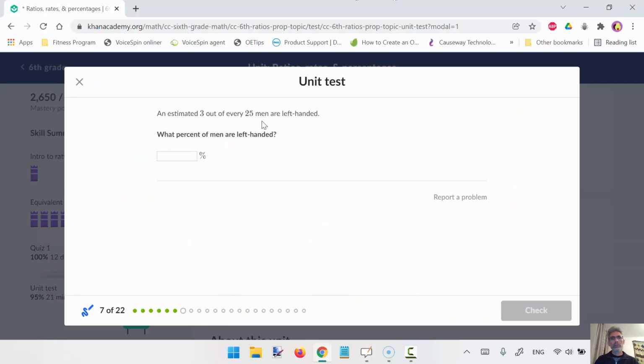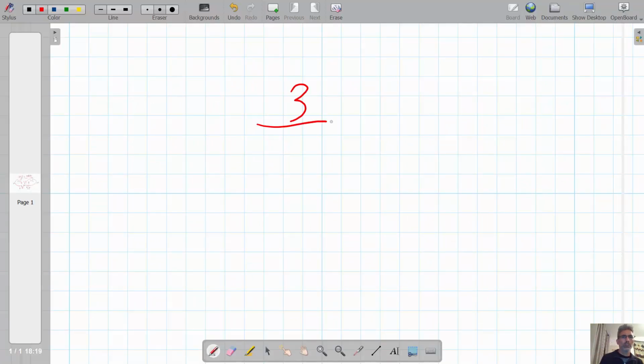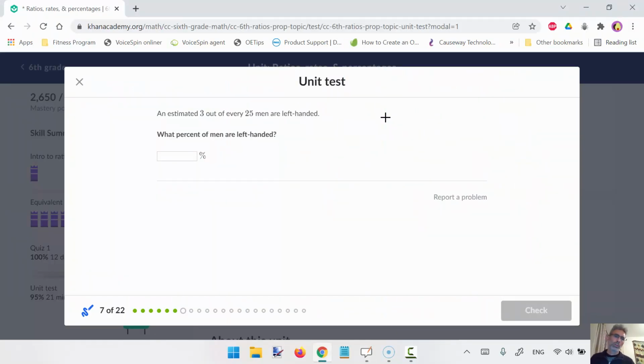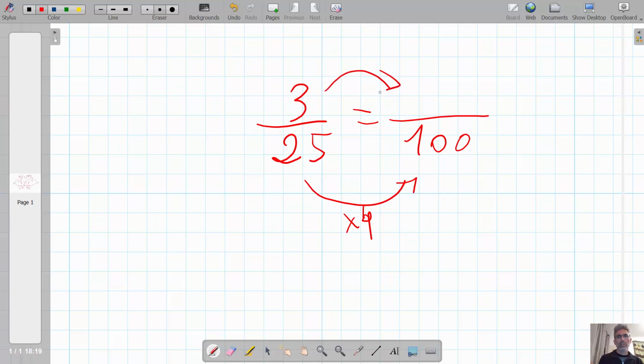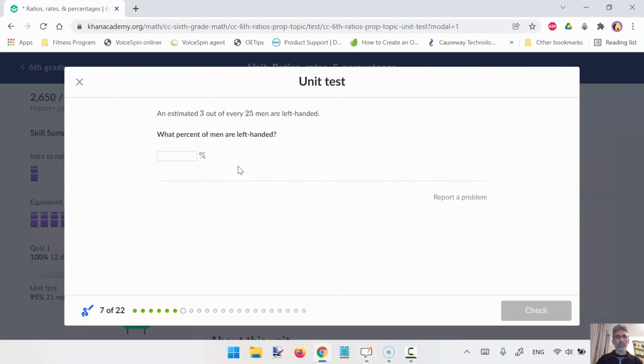An estimated 3 out of 25 men are left-handed. 3 out of 25. Okay. What percent of men are left-handed? We need to convert it to hundreds. To go from 25 to 100, we multiply by 4. So 3 times 4 is 12. 12%.